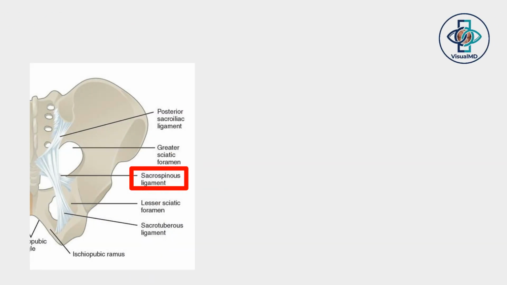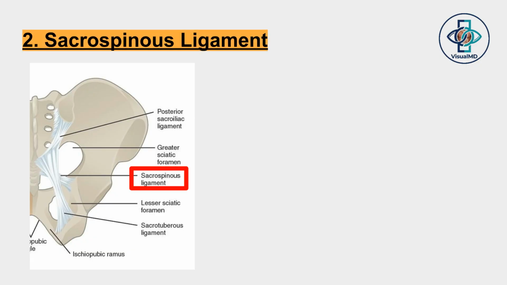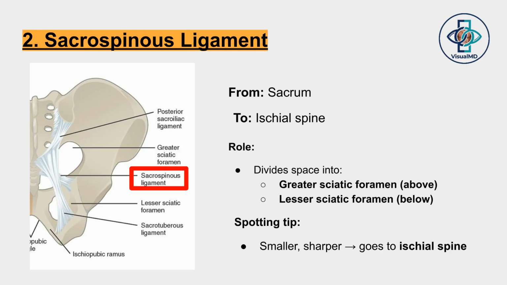The sacrospinous ligament runs from the sacrum to the ischial spine. It divides the space into the greater sciatic foramen above and the lesser sciatic foramen below. It is a smaller, sharper ligament that goes to the ischial spine.